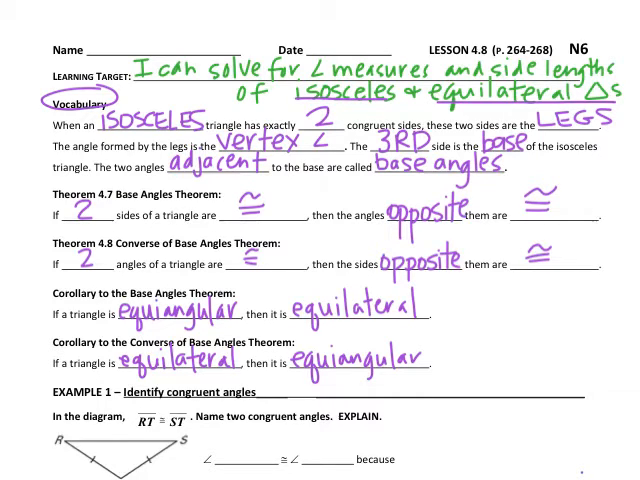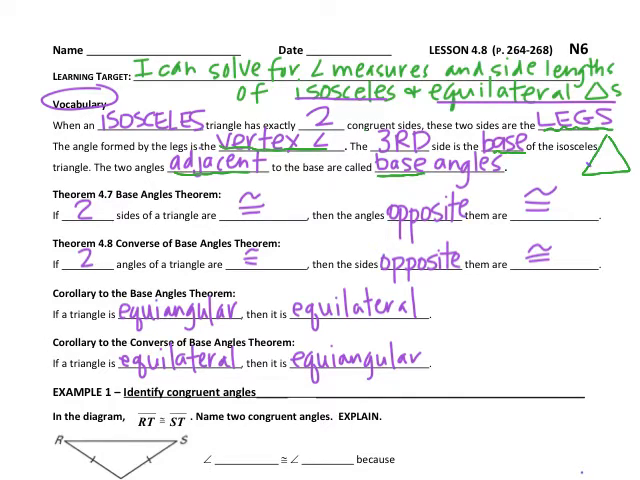Isosceles triangles have exactly two congruent sides, and those two congruent sides are called legs. The angle formed by the legs is called the vertex angle. The third side is called the base. The two angles that are adjacent to the base are called base angles. And you will need to be able to label and mark an isosceles triangle on a quiz.